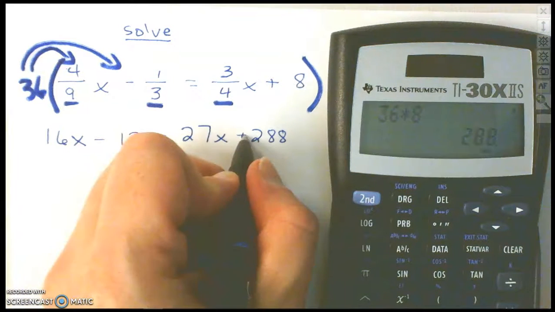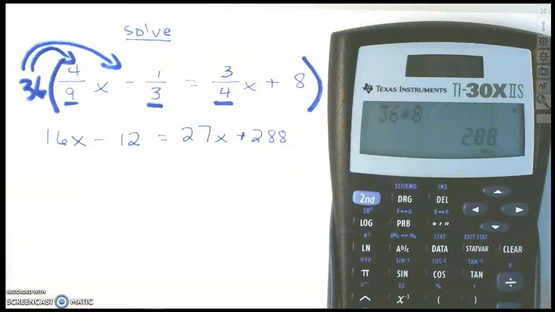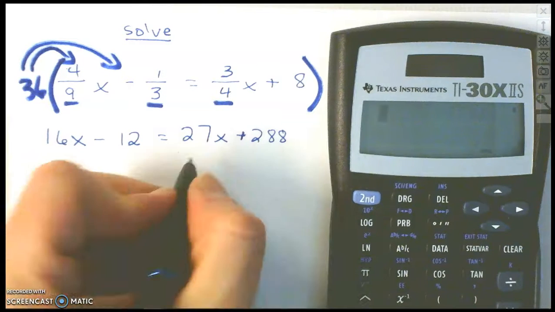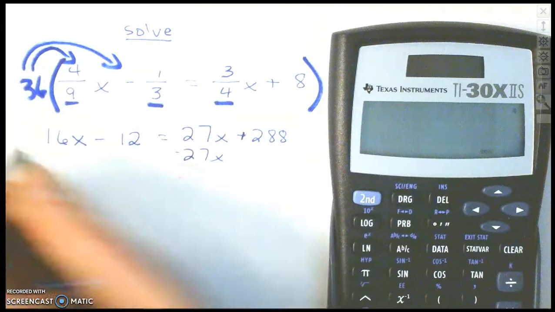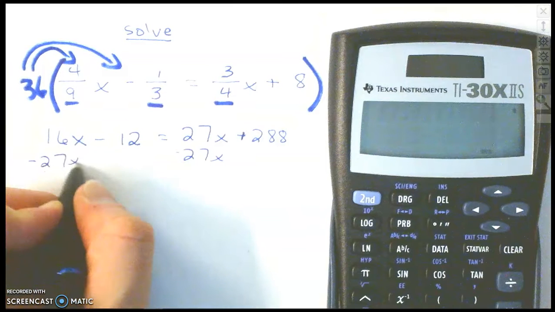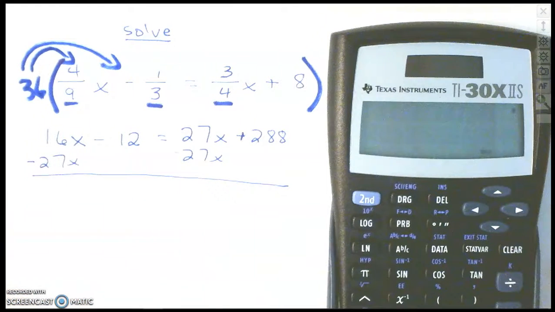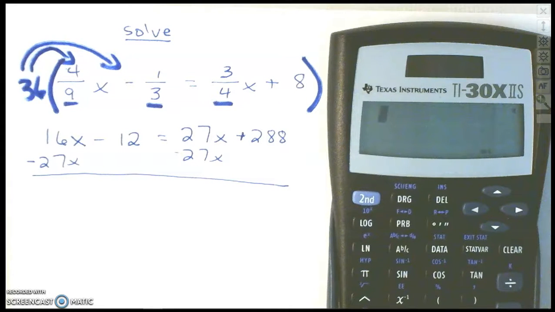Now we've got something that we can work with. We now can move things around, use a calculator, make sure you don't make a mistake. So let's start with our x's. So let's move that 27x over. And again, don't ever feel like you can't use a calculator. I would rather you use a calculator than make a mistake. The last thing you want to do is make a simple mistake and get really frustrated because you added or subtracted incorrectly.